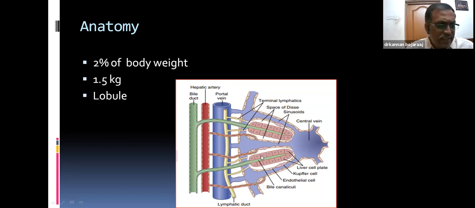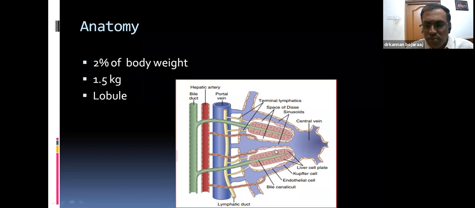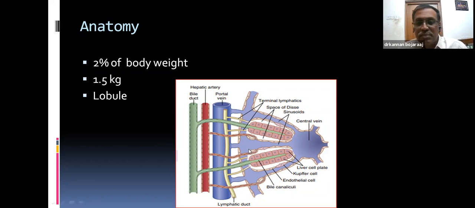Any problem with these cells? And what happens in cirrhosis? These cells go for fibrosis and thickening, and the blood flow from this portal area, portal vein, to the central vein will become narrowed and it goes for increased vascular resistance. That is exhibited as portal hypertension. Portal venous pressure is enormously increased, and this leads on to portal hypertension. That is the idea. You can understand this pathology, why portal hypertension occurs in hepatic cirrhosis.